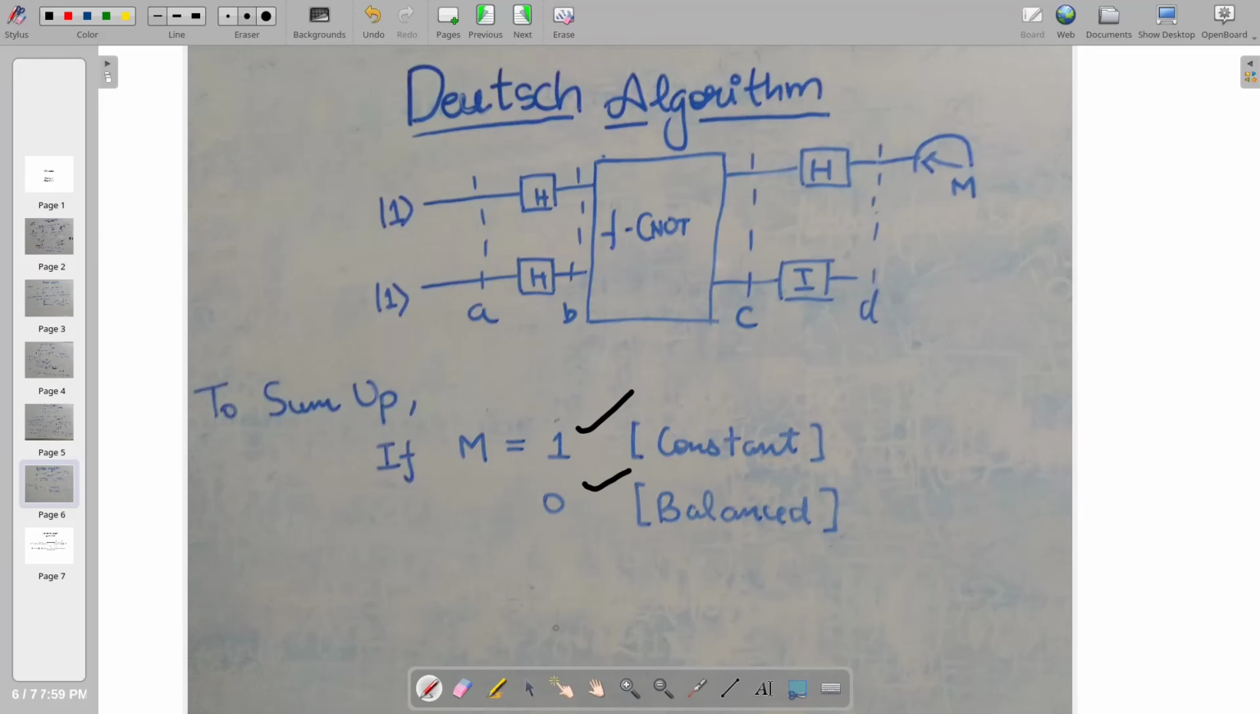So what we did here is we used the superposition property of quantum computation to iterate just once through this circuit. We applied fx just once, and we could easily make out whether fx was a constant function or a balanced function. So you see how, through a simple problem, we could easily show how a quantum computer outperforms a classical computer.